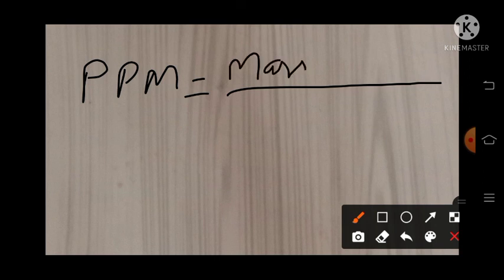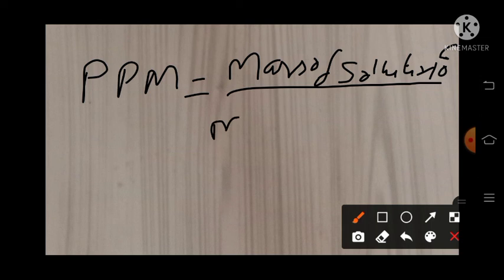The formula for ppm equals mass of solute into 10 to the power 6, divided by mass of solution.